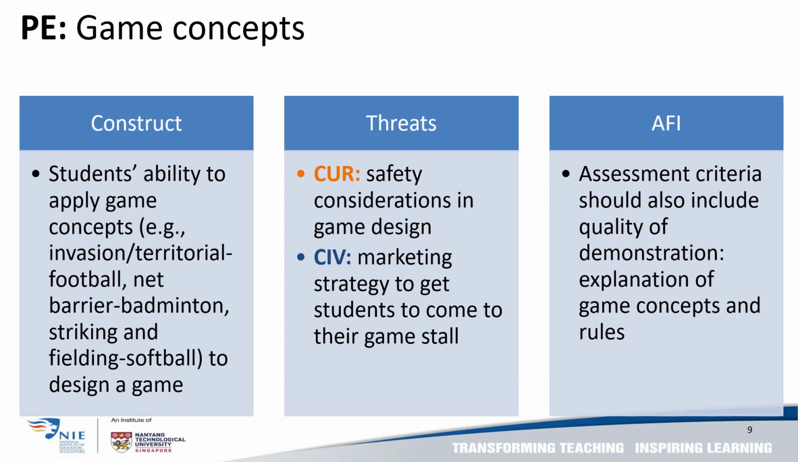In this alternative assessment for teaching PE, the construct that is being assessed is students' ability to apply game concepts. And in this current design, what is underrepresented is students thinking about the safety considerations in their game design. And perhaps thinking about the marketing strategy is really construct irrelevant variance to what is being assessed. So in order to improve the assessment design, another area that the teachers could think about is to include emphasis on the quality of students' explanation as part of the assessment criteria.